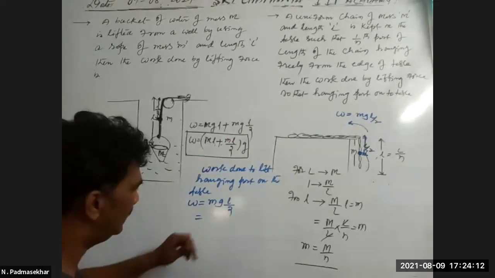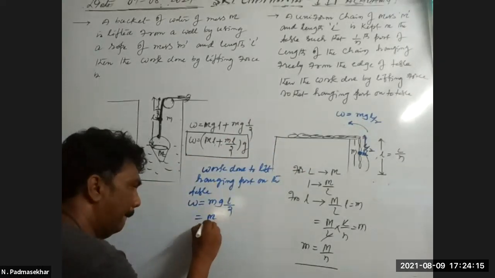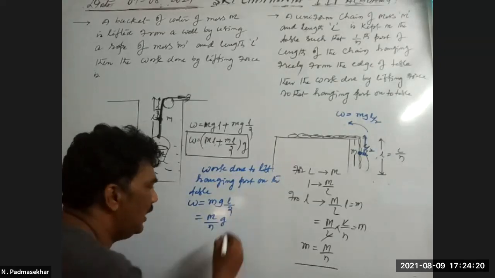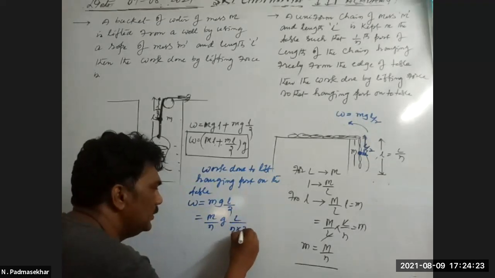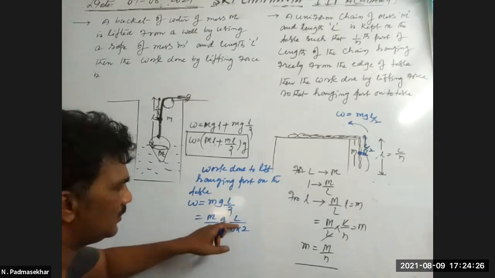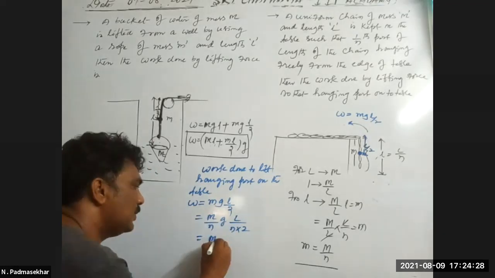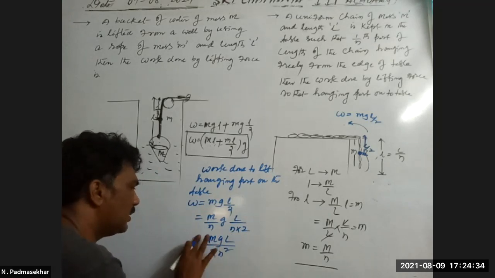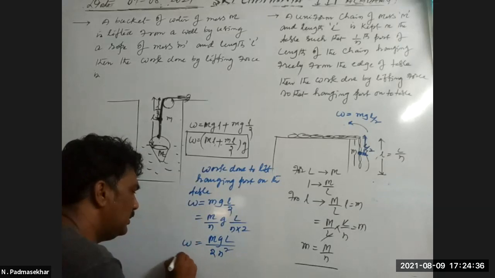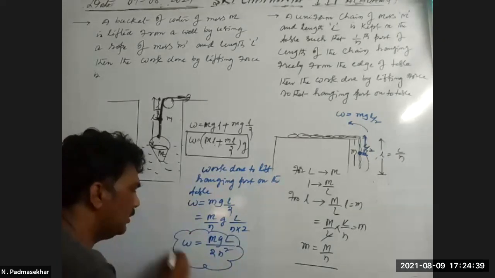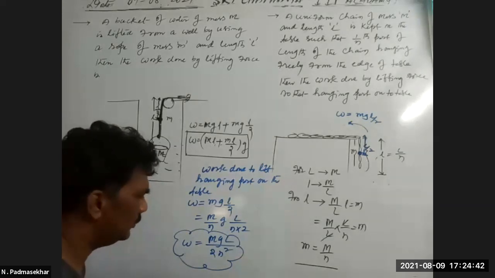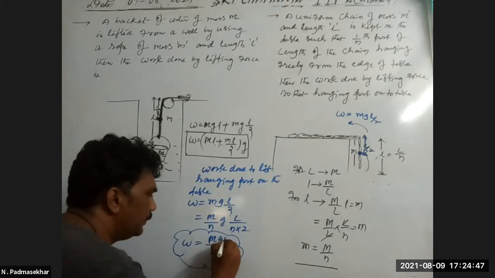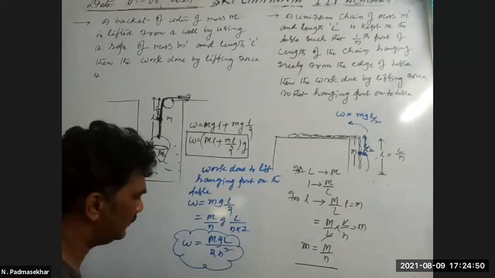ఆ పాటగా ముందు పైకి m అంటే what is that? M by n g. So this l is equal to what is that? L by n into 2 is there. L by 2 కదా, L place lo L by n. So this is equal to Mg L by 2n square is the work done. So the work done is Mg L by 2n square. That is the work done. Mg L by 2n square.